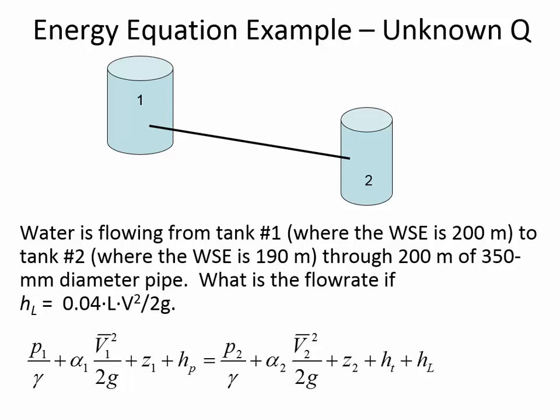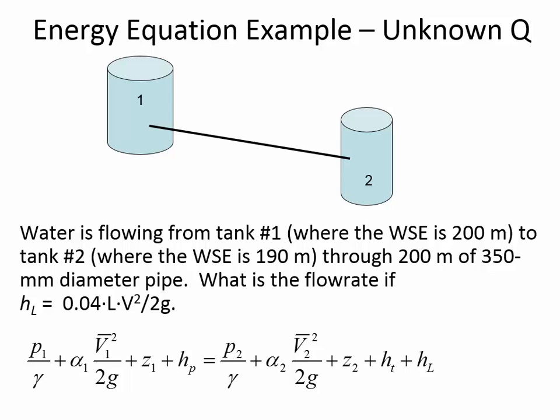All right, I'd like you to get some experience with the energy equation today. What we have is a tank where the water is flowing from 1 towards 2, and some information is given about the tank. First of all, we know the water surface elevation, that's what WSE stands for. That tells you the Z. So the water surface elevation at 1 is 200 meters compared to 190 meters at tank 2. Now the water is flowing through 200 meters of 350 millimeter diameter pipe. And then there's one last thing.